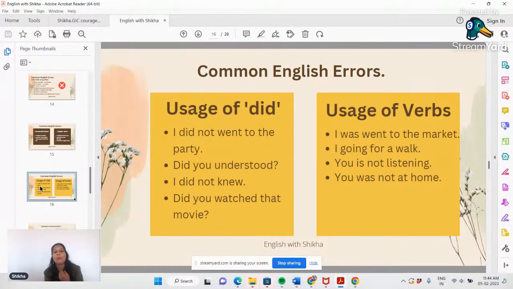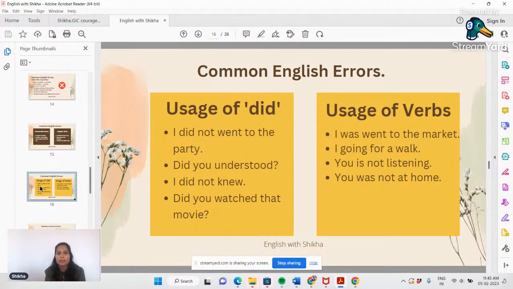Then usage of verbs. "I was went to the market." Again, a mistake in tenses. Many people use so many verbs in their sentences, and the whole sentence goes wrong. "I went to the market" is so simple and correct also. I went to the market, or I was going to the market, right? "I going for a walk." No, "I am going for a walk."